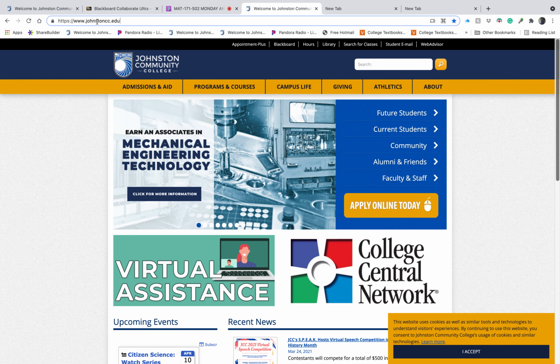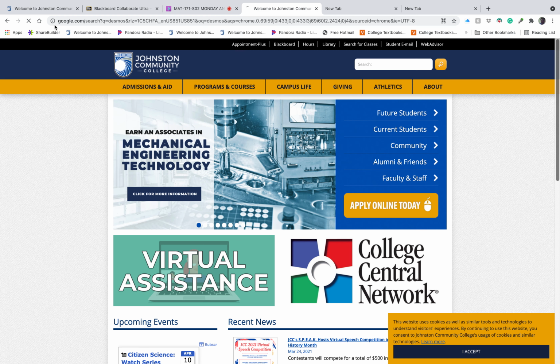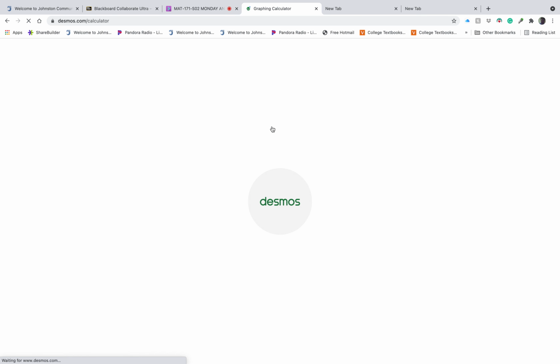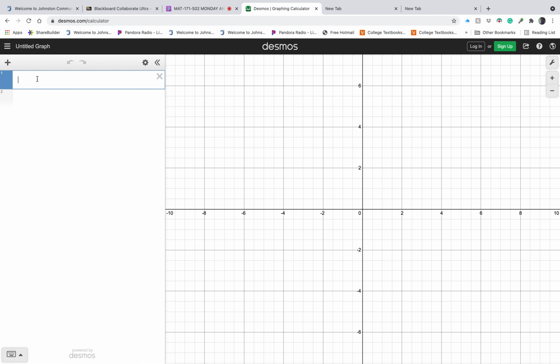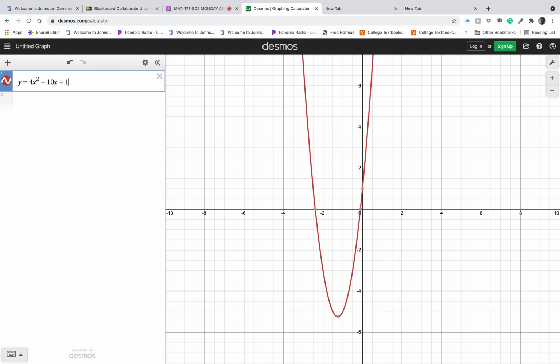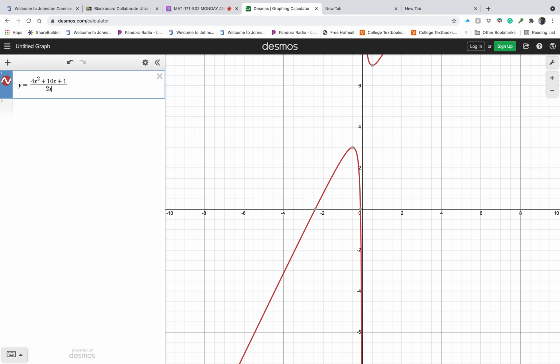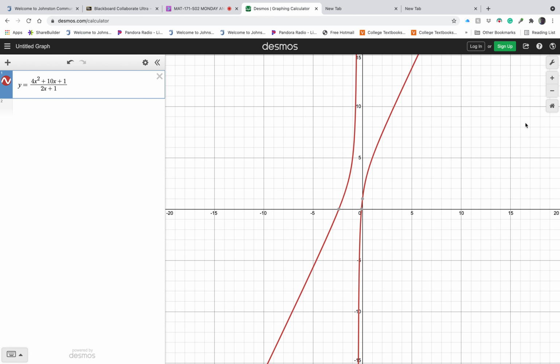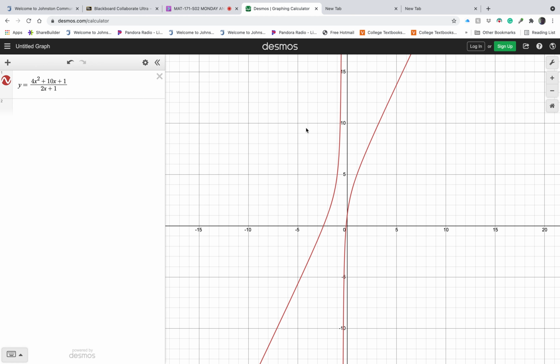There we go. If we go into Desmos, for this interaction we have y is equal to 4x squared plus 10x plus 1, divided by 2x plus 1. So just kind of zooming in, zooming out, and this is the graph of this particular function.